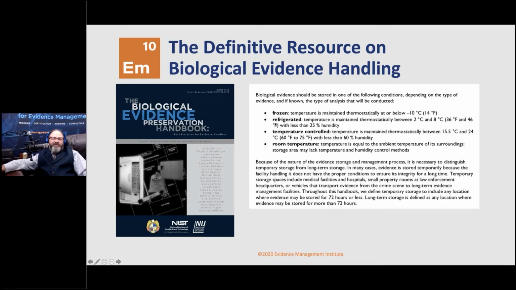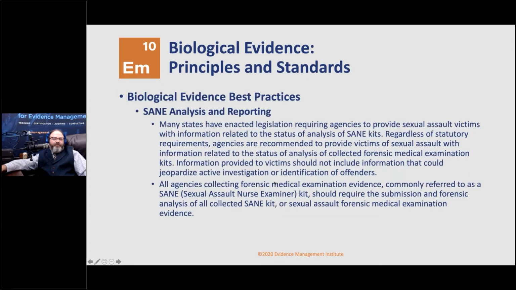Same with refrigerators. Most commercially available refrigerators don't take the humidity level of that storage environment down below 25%. Most of them just don't do that. And they don't regulate consistently between 36 degrees Fahrenheit and 46 degrees Fahrenheit. That's the environment that you have to store most biological evidence in, if it requires refrigeration. So it's really important to look at this book and use it as the benchmark for your biological evidence practices.